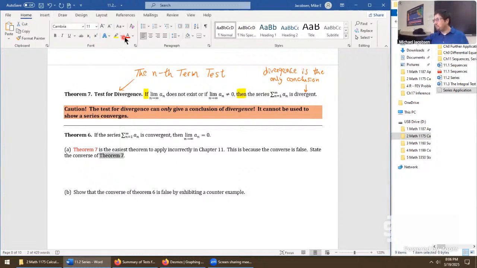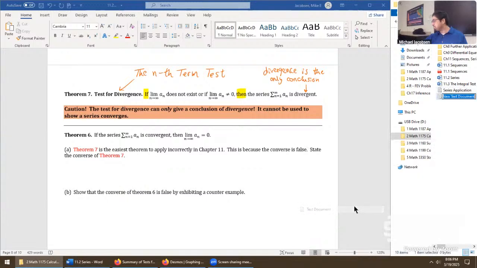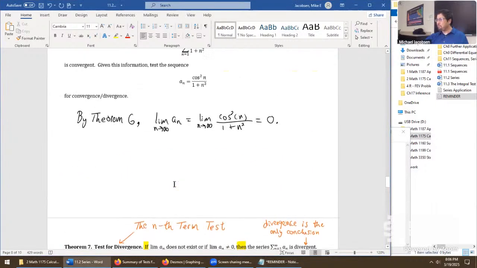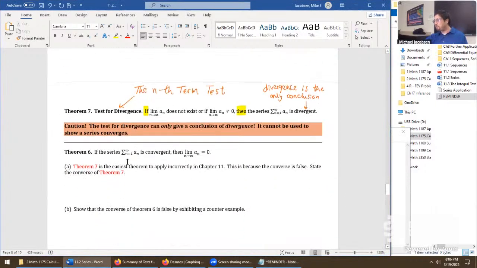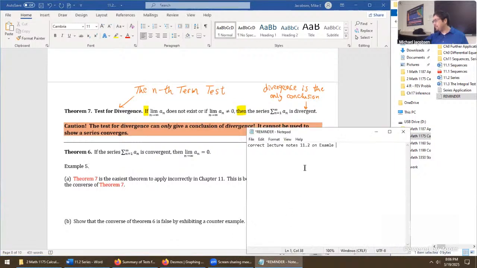Sorry, I'm not too sure what went on in my notes. I need to correct this later on. Let me do a really fast reminder. Correct lecture notes 11.2 on example. I didn't put an example number on there, did I? I guess that's example 5. Okay, I'm going to have this fixed here, and I'll have it fixed on the blank lecture notes as well, so there isn't some lingering weirdness.